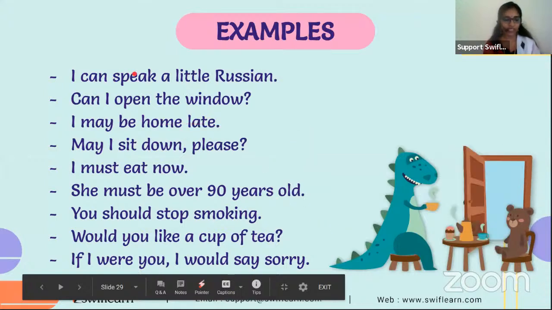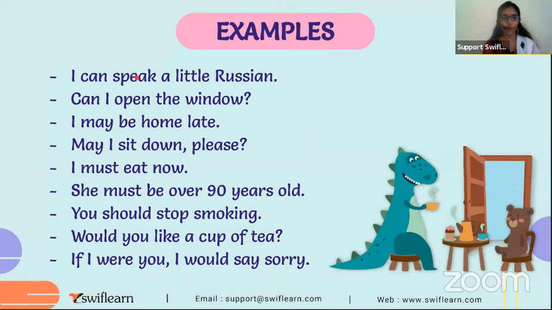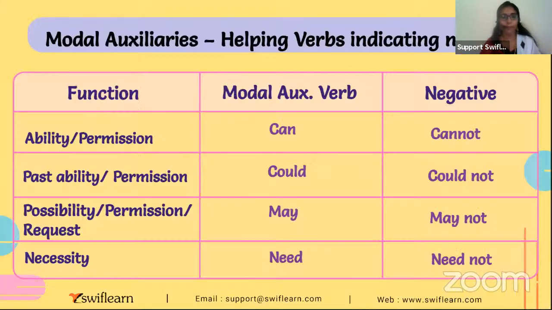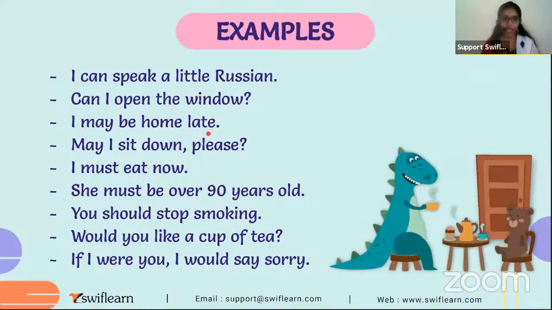Okay, so now we have some examples again. So I think after reading these examples, it will become much more clear. I can speak a little Russian. Okay, I can speak. I am telling what? Yes, I am telling my ability. Right? So you can see in the slide. Yes, ability. So we use can.